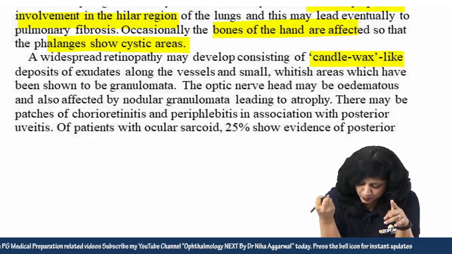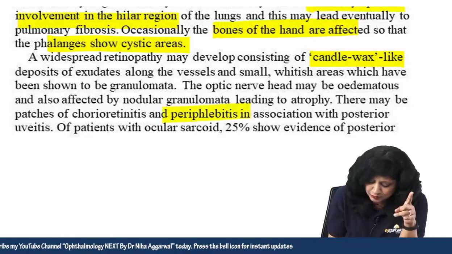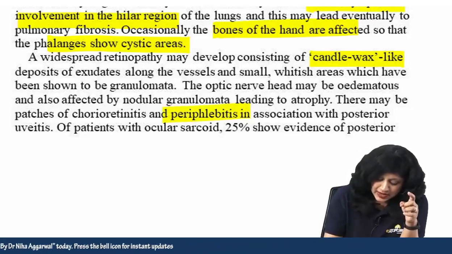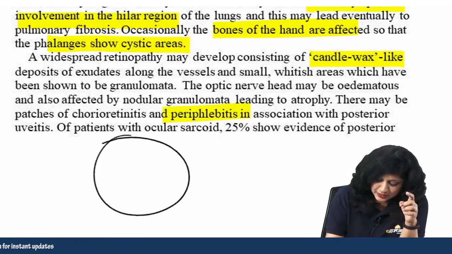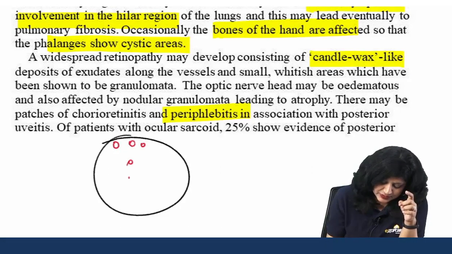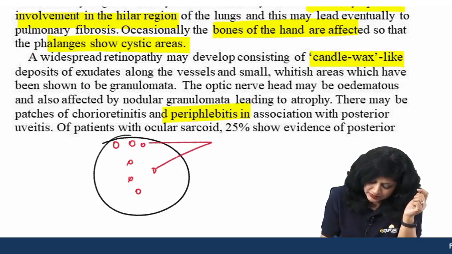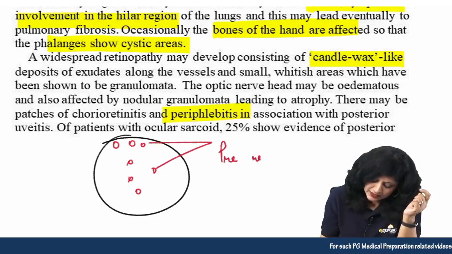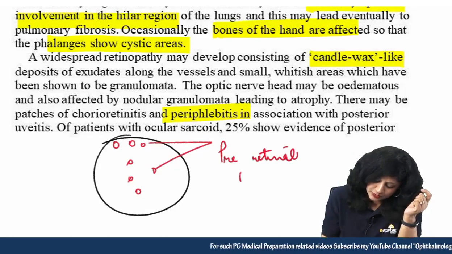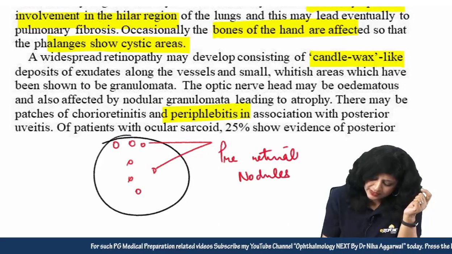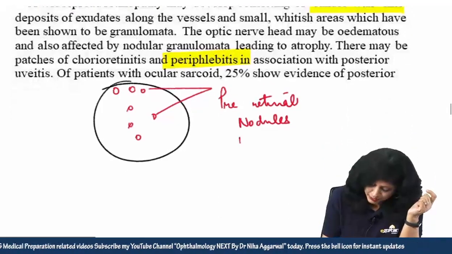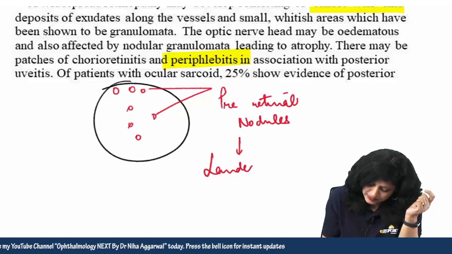So candle wax drippings is very important. You have periphlebitis. Suppose this is your vitreous cavity and you have inflammation. So these inflammatory cells will be pouring into the vitreous cavity. This is called candle wax drippings. This will lead to pre-retinal nodules, and these pre-retinal nodules will lead to Lander's sign.